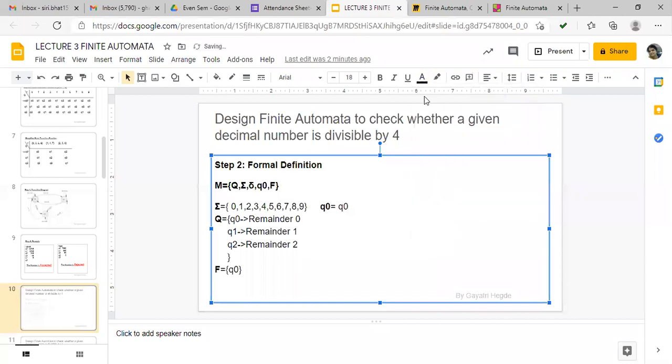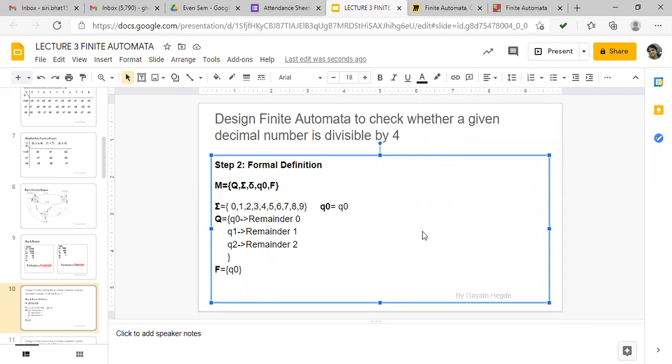Yes, it is Q0 itself. Why Q0? Which we are considering as the final state, the number is divisible. The number is divisible only when the remainder is 0, right? And remainder 0 we have defined as Q0. So Q0 is the final state. I think there is no doubt in this.